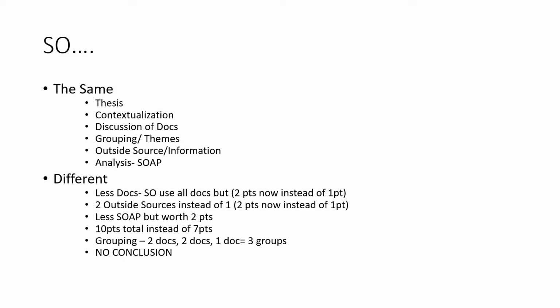Grouping is going to be a little different. It used to be with 7 documents, you would have 2, 2, and 3, right? Well, obviously you can't do that now with 5 documents. You just can't do that, okay? So in order to get the grouping point or the themes point, that last point on the rubric, you only have to have 2 correct groups, aka 2 documents with 2 groups.